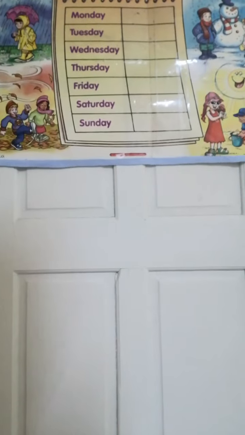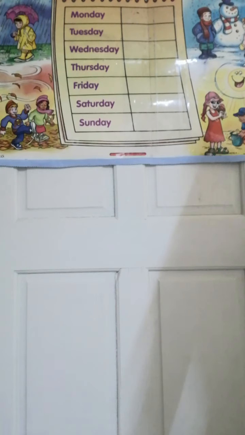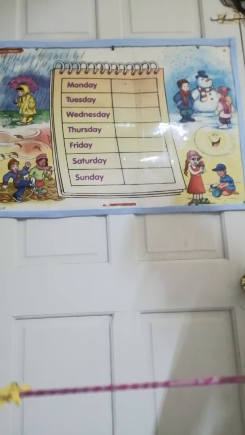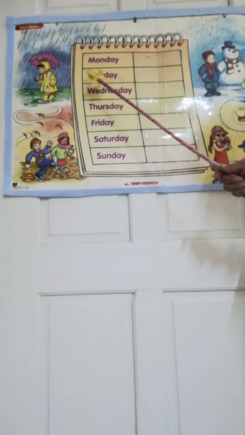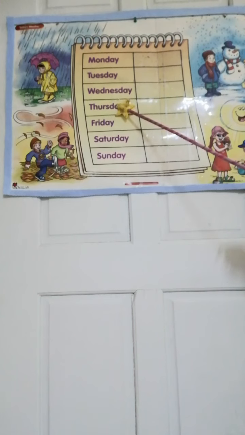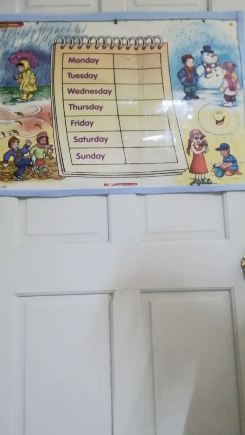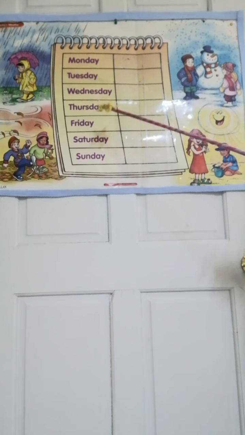Are you ready? Okay, we have here Monday. Okay, can you see well here? Monday, Tuesday, Wednesday, Thursday, Friday, Saturday, and Sunday. What day we said that is today? Okay, today is Friday. Okay, tell me now the months of the year, please.